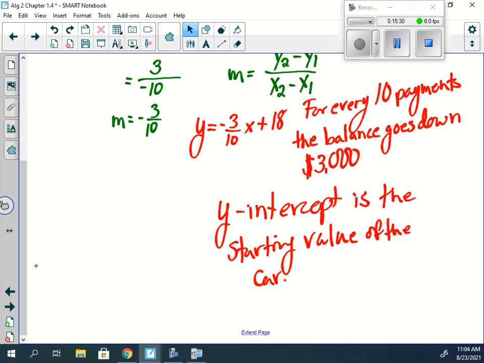Because the Y-intercept tells us this is the starting cost. This is where the cost of the car started. Or really the loan started. But I'll take either one. Because when would the cost of the loan and the cost of the car be different? Why would it be different?